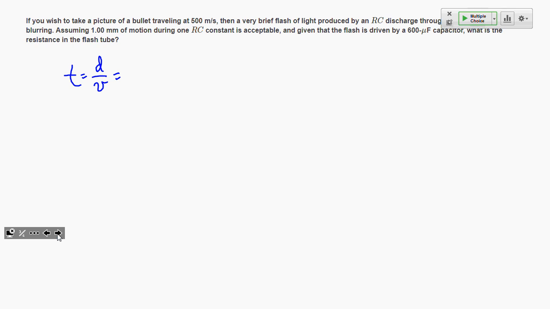And then this time constant, it says it's okay for that time constant to be equal to that time. So then once you get that, it's just finding out what resistance will give you that time constant. Remember time constant, R times C? Okay? So really the tricky part here is figuring out what's the time.